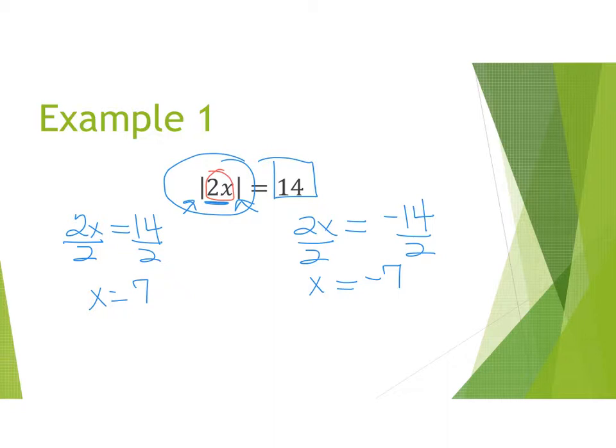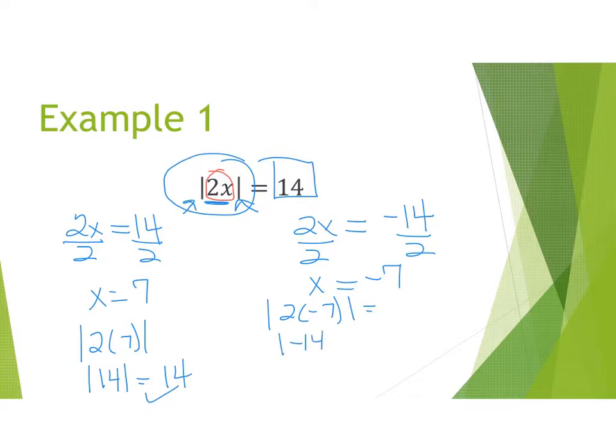And with absolute value, you always have to go back and check and make sure your answers work. So I'm going to go back and substitute in 7 for x, and the absolute value, 2 times 7 is 14. The absolute value of 14 is 14. So that one works. Now I'm going to try my other one. 2 times, and I'm substituting in negative 7 for x. 2 times negative 7 is negative 14, and the absolute value of negative 14 is a positive 14, so that works too.